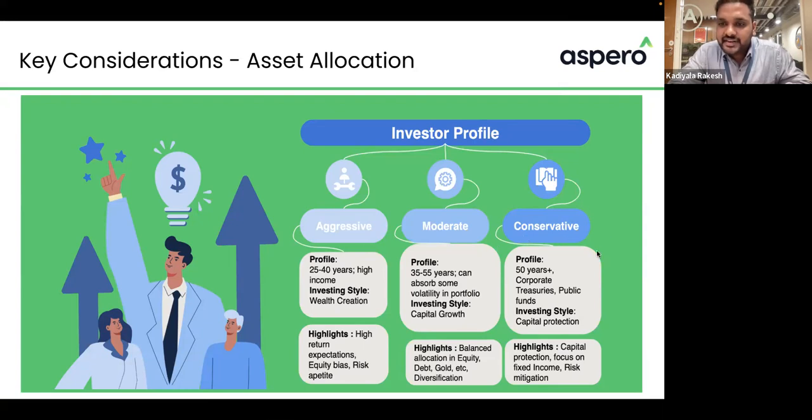And coming to the conservative profile, they typically fall in the 50-plus age group, and include corporate treasuries or public funds. Generally their investing style is all about capital protection. So for them, fixed income is what they are looking into, and you can suggest fixed income instruments.